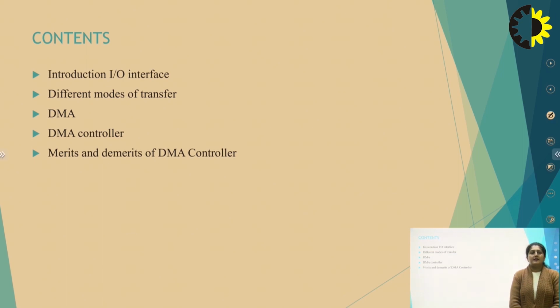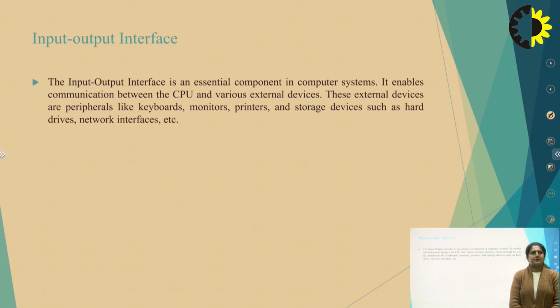So firstly we should understand what the input-output interface is. The input-output interface is an essential component in a computer system. It enables communication between the CPU and various external devices. These external devices are peripherals like keyboard, monitor, printer, and storage devices such as hard drives, network interface, etc. So basically, the input-output interface helps in communication between the CPU and our peripheral devices.